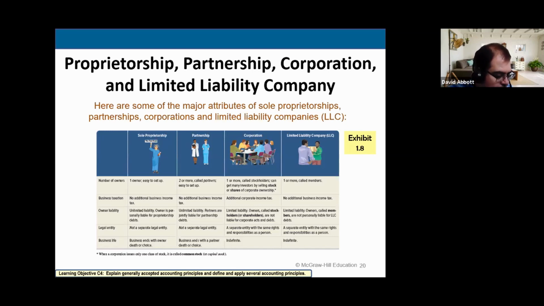Now, a limited liability company or an LLC, that could be one person setting up an LLC. It could be multiple people. And again, the members themselves of the LLC are not personally liable for the LLC's debts. This is a separate entity that has the same rights and responsibilities, similar to a corporation. So, for example, with my doctors in Modesto, it could be that they have an LLC. It's a little bit different, but they're called members instead of being called shareholders or stockholders, the owners.